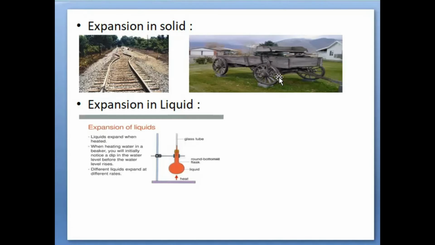And then it becomes bigger. Okay, then it is fitted over the wheel, and when it gets cool, it contracts and fits tightly over the wheel. Now let us see expansion in liquids.